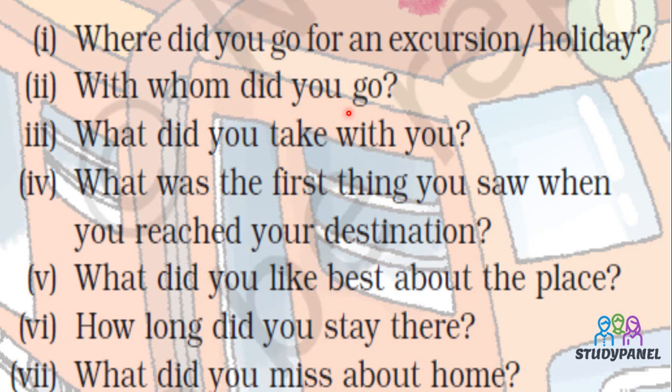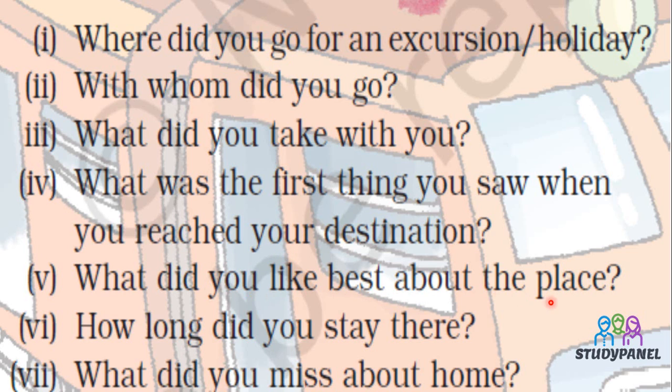What did you take with you? See, what are the materials you have taken with you? Your clothes, toothpaste, toothbrush, mat, whatever things you have taken with you, you have to make a list of those things and write it down here. What was the first thing you saw when you reached your destination? See, आप जहां पर गए थे तो सबसे पहले वो डेस्टिनेशन यानी जो आपका पिकनिक का पॉइंट था, वहां जाके आपने सबसे पहली चीज कौन सी देखी थी, तो वो आपको इसके आंसर में लिखनी है.